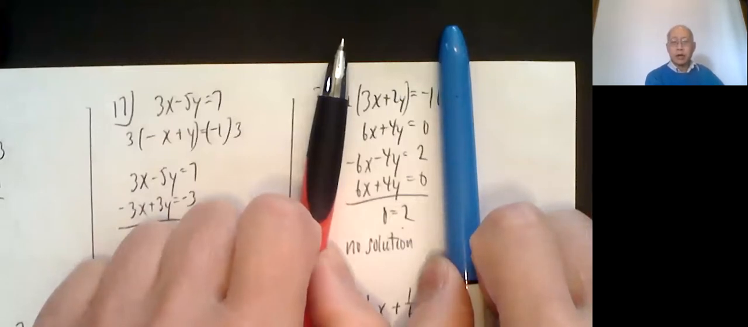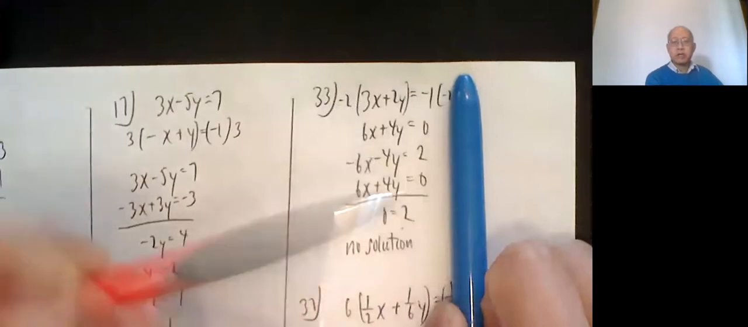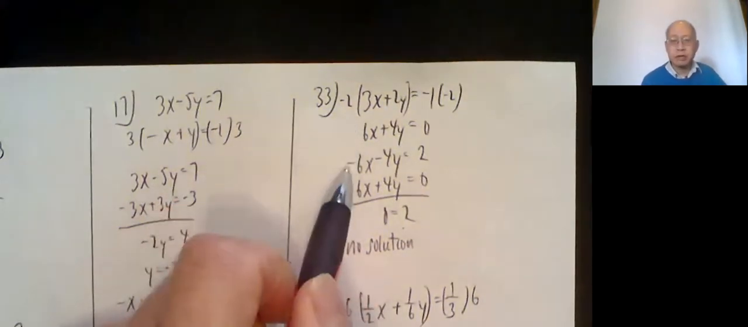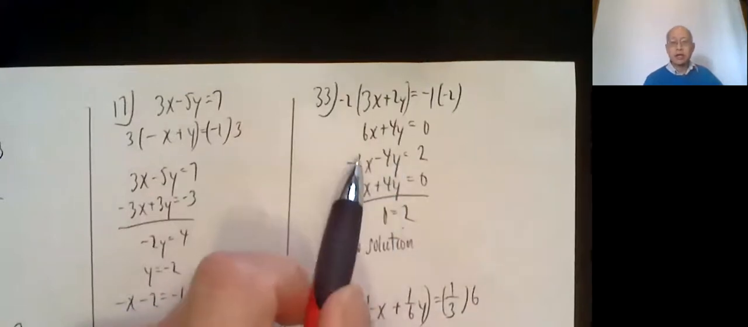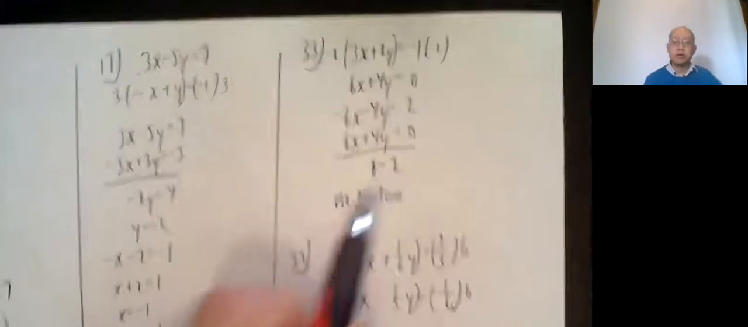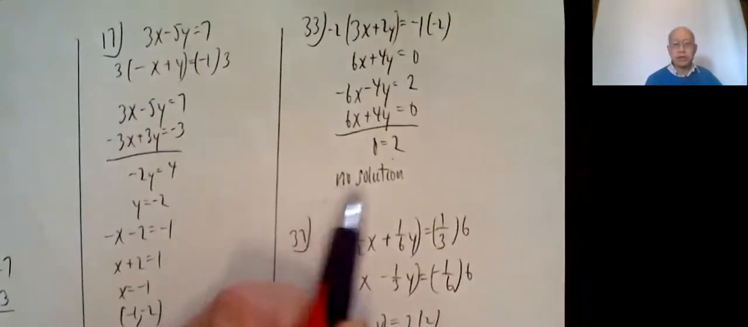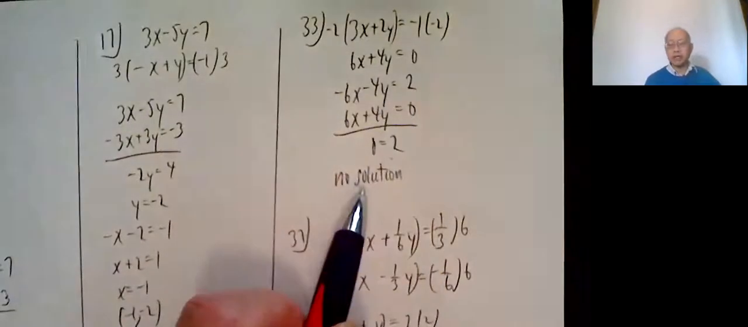All right, so I want to match up either the x or the y. This time if I multiply by negative 2, they both match up. So negative 2 times the top equation becomes negative 6x minus 4y equals 2. Leave the second one alone. Add them up, x drops out, y drops out, I get 0 equals 2. If you get a statement like 0 equals 2, that's no solution, that's impossible. Okay, graphically, what that means on the graph is that the lines would be parallel.